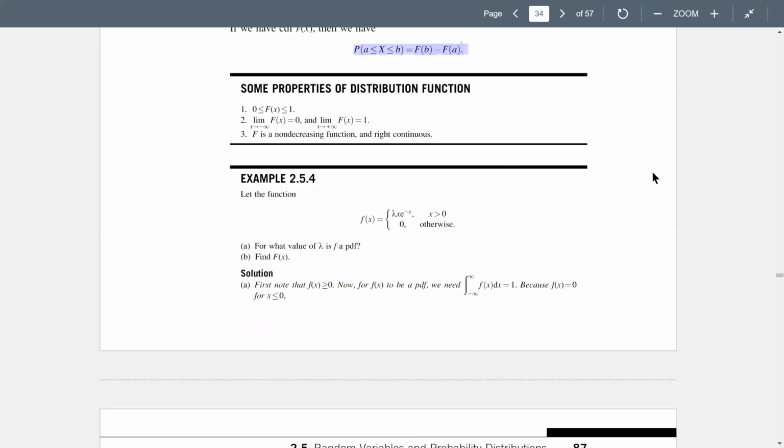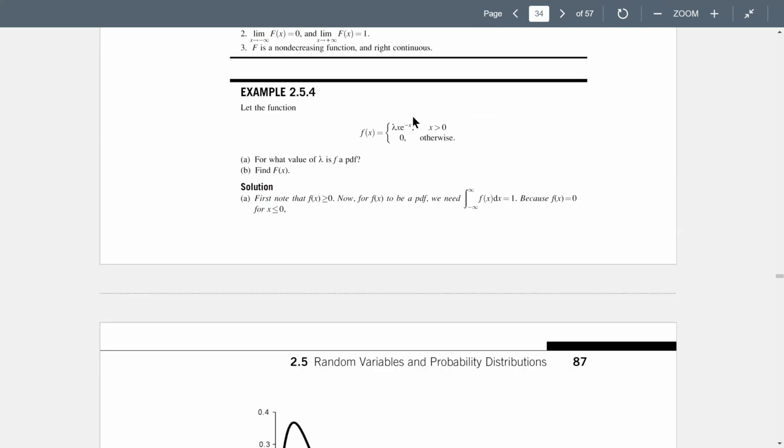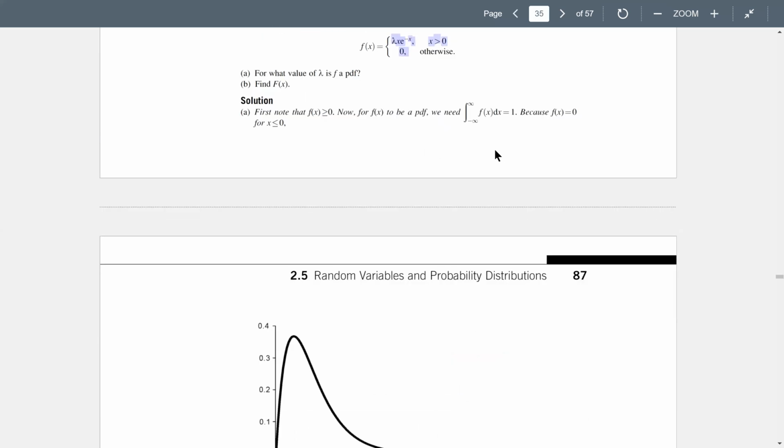Okay, so now let's look at a specific function. Given this function, you'll find lambda. If it were to be a PDF, then what must be satisfied? This must be satisfied.